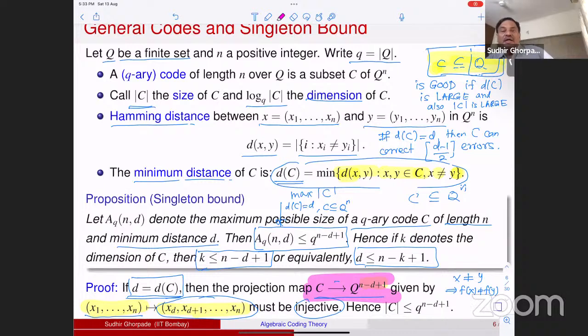And that means the cardinality of C is at most the cardinality of this image, which is q to the power n minus d plus 1. And that exactly proves what I wanted to show here. The maximum size of a code of minimum distance d is bounded above by q to the power n minus d plus 1. I hope this proof is clear. If not, maybe the slides will be available. You can think about it.